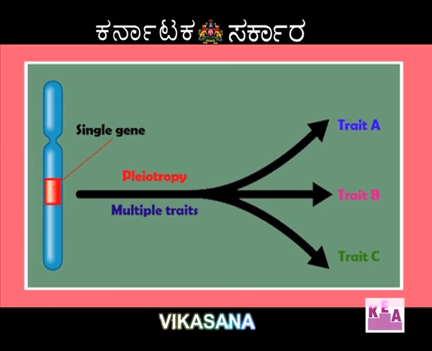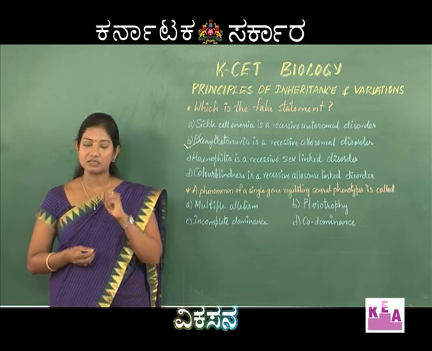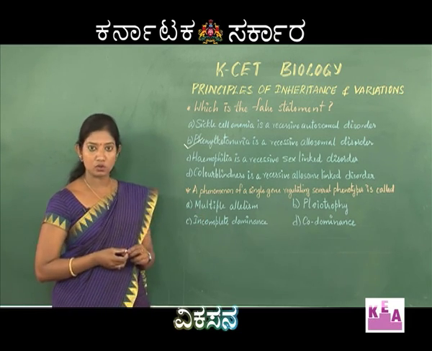Pleiotropy. Pleiotropic genes are the ones wherein a single gene controls or decides more than 2 traits or more than 2 phenotypes. I mean to say 2 characteristic features are governed by a single gene, and that is called pleiotropy.